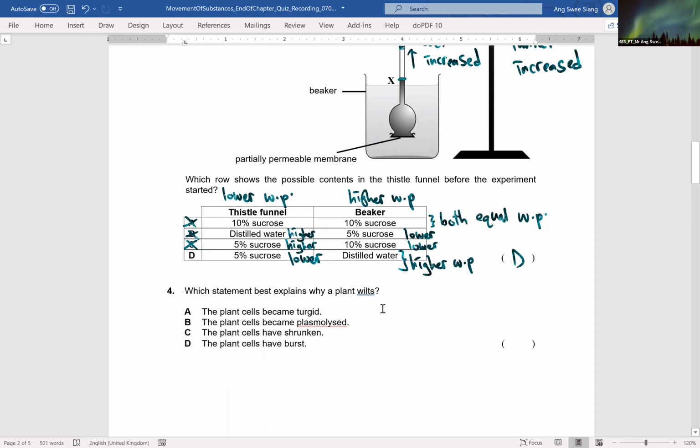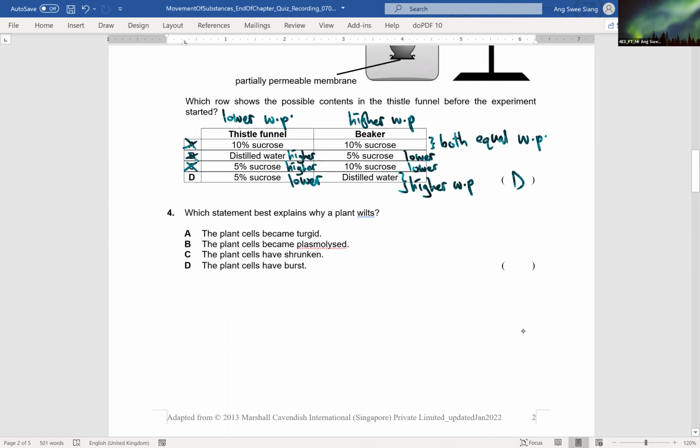Now, question 4 is similar to question 1. We are looking at wilting. This is only possible when the plant cells are plasmolysed. This one I have explained already, so I'm not going to explain it again. Maybe I'll just touch on shrunken. Whenever we use the word shrunken, we use it to describe animal cell. In your syllabus, we use shrunken to describe animal cell. Another word you can use is crenated. It has similar meaning.